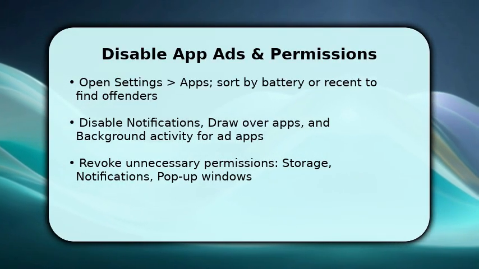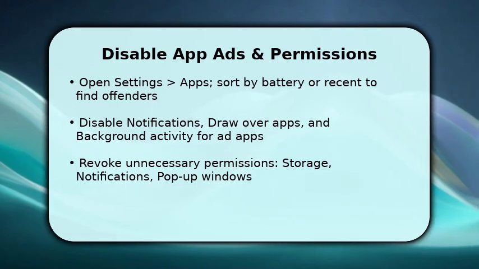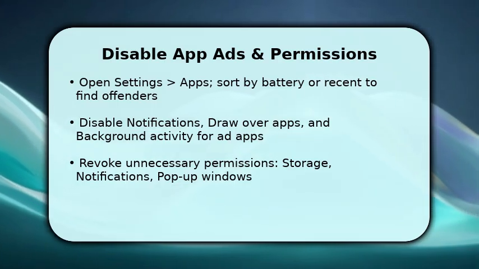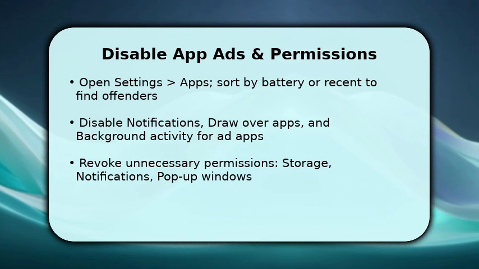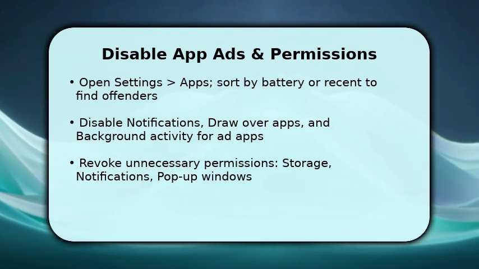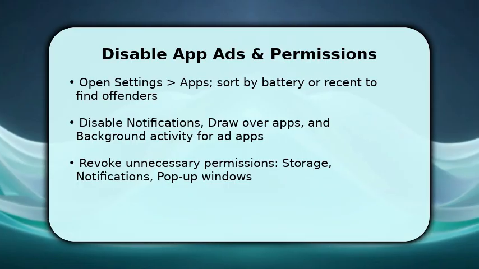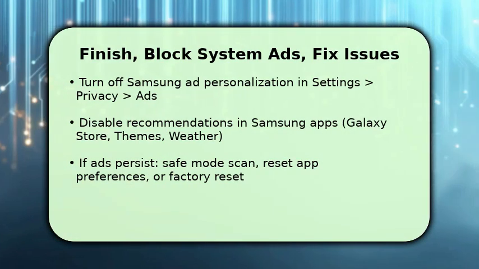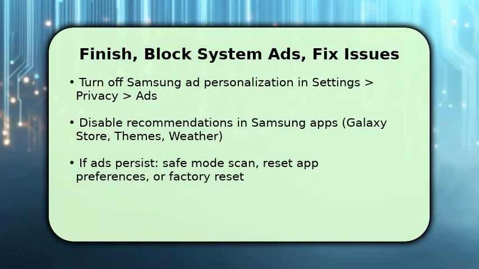Also check Chrome and Samsung Internet. Go into each browser's settings to turn off pop-ups and redirects and to disable personalized ads. To finish, stop system-level ads. Settings, Privacy, Advertising, and toggle off ad personalization and reset your advertising ID.